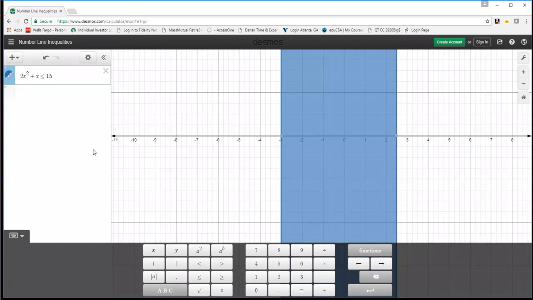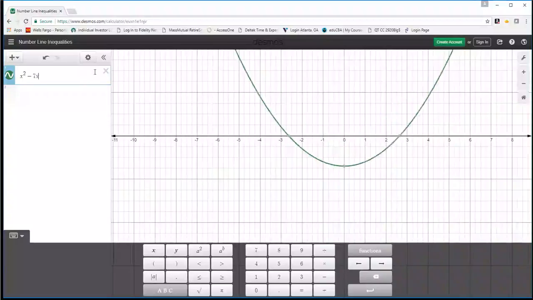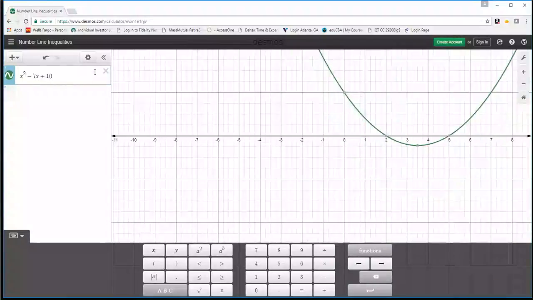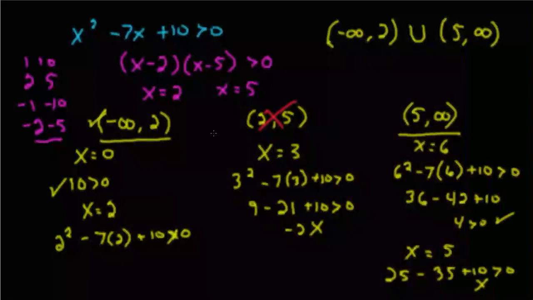So if we come to our graphing program here, and we say x squared minus 7x plus 10 greater than 0, you can see this is the interval that we just talked about. Negative infinity to 2, and it's a dotted line because you don't include 2. And then you also have a dotted line here at 5, and that's shaded into infinity. So that's how we would graph our solution set to that first inequality.